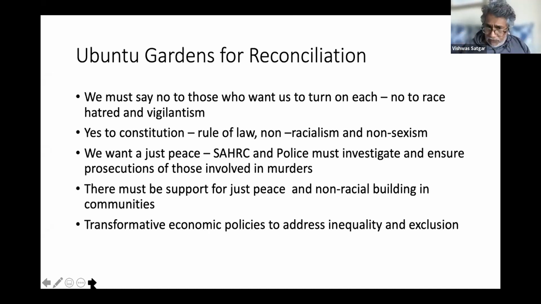These gardens must also say we support what's happening in communities themselves. This is a modest contribution. If it happens in schools, if it happens in communities and so on, to say we want to support just peace and non-racial building in our communities. These gardens must also make the case for transformative economic policies to address inequality and exclusion.